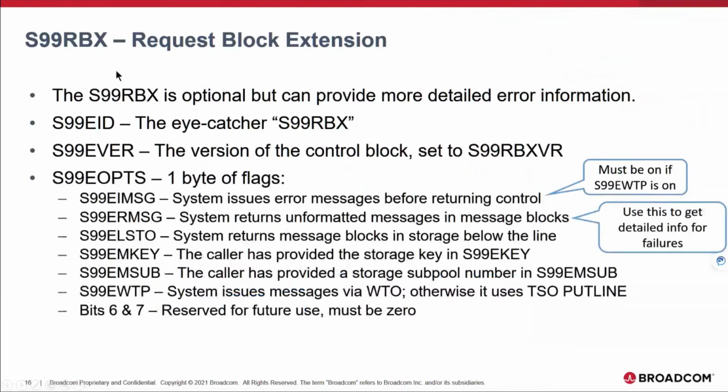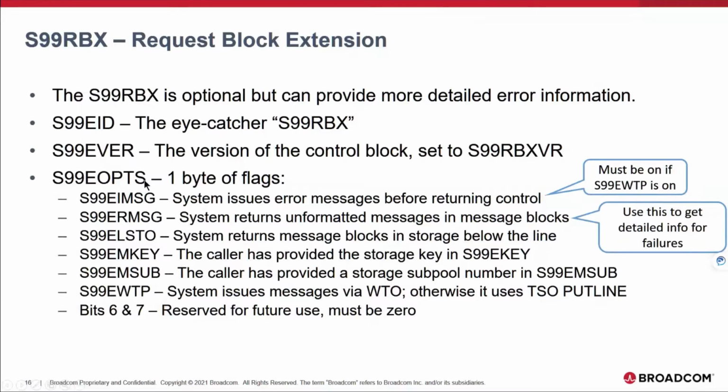And the optional SVC99 request block extension, if you use it, and we will today because it gets you additional information on messaging, and that's why it's very useful. It's got an eye catcher that's literally S99RBX in this ID field, a version, and there's an equate that you need to use called S99RBXVR. That's the value to set this version to.